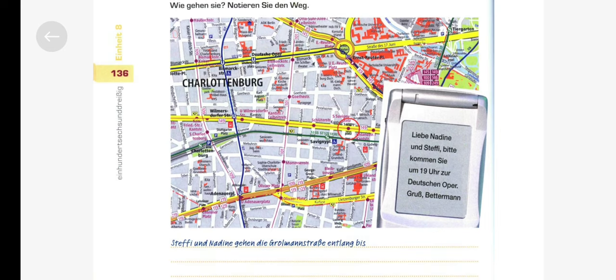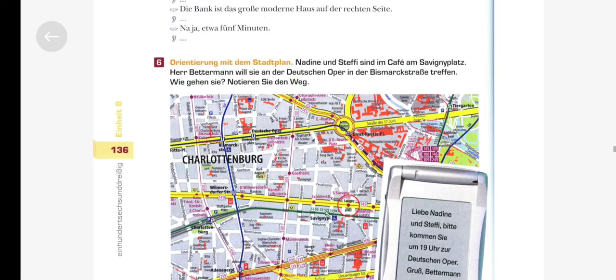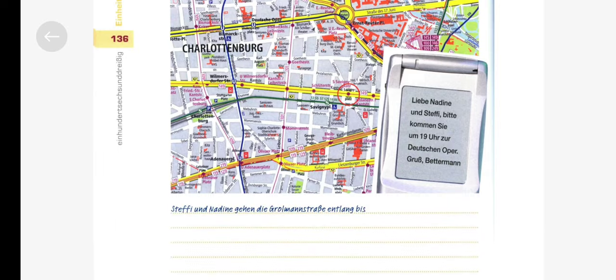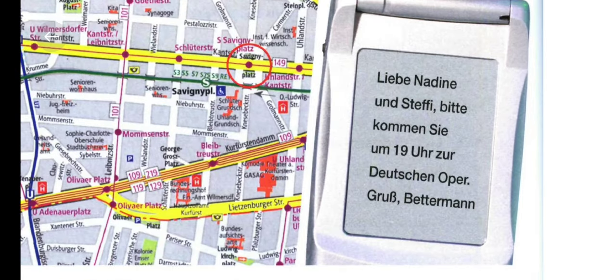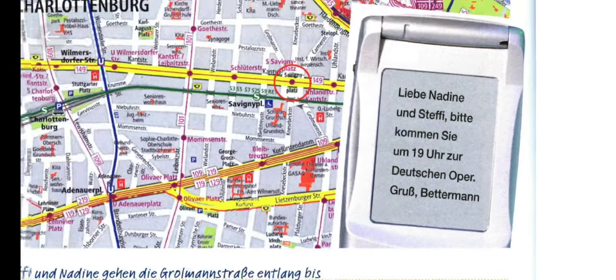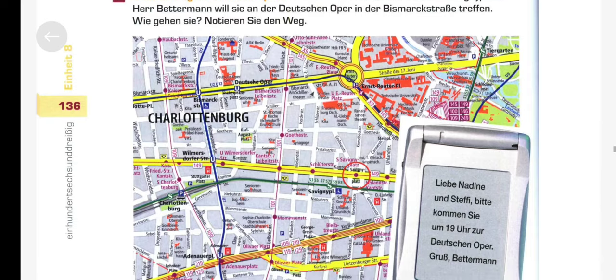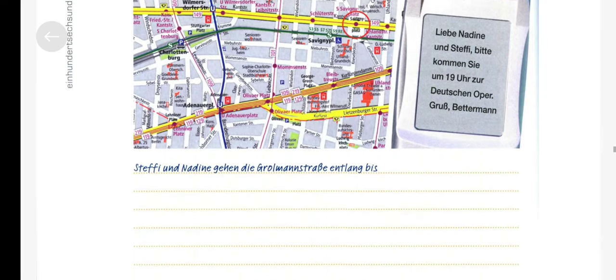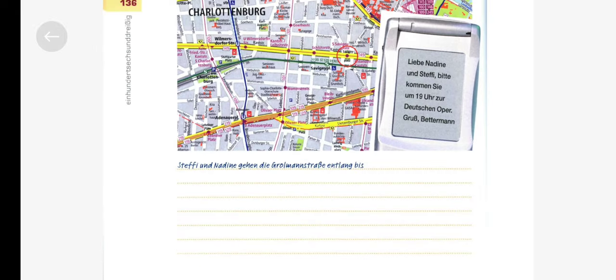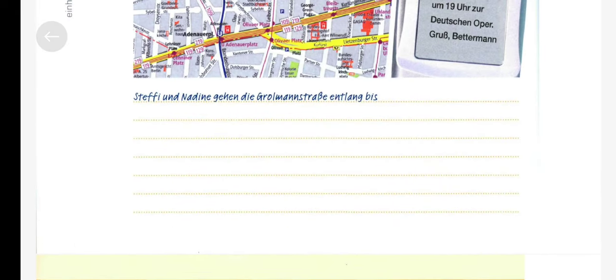Bitte kommen Sie hier zur Deutschen Oper in Büros Bettermann. Gehen Sie entlang bis. Wie gehen Sie? So, where do they want to go? They want to go zur Deutschen Oper. Here is the answer written. Nadine and Steffi want to go to the Deutsche Oper. So you have to see the map and describe where they want to go first, and then you have to describe the way to the Deutsche Oper. So we have to write the sentences here. You can write it by yourself. I am telling you the answers.